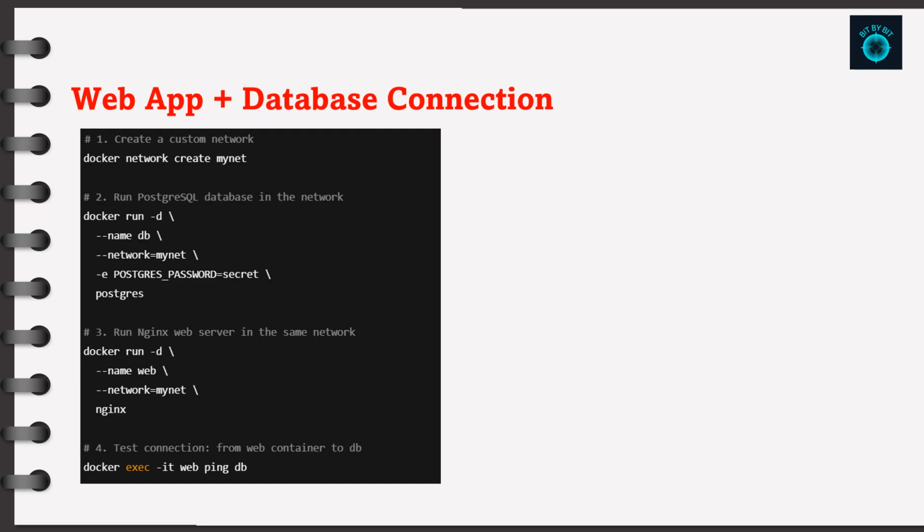Here we're running the ping command inside the web container to check if it can reach the container named db. You should see replies, which means the two containers are communicating successfully. This is the foundation of running multi-container apps in Docker. A web app container can talk to a database container, just like in real jobs.